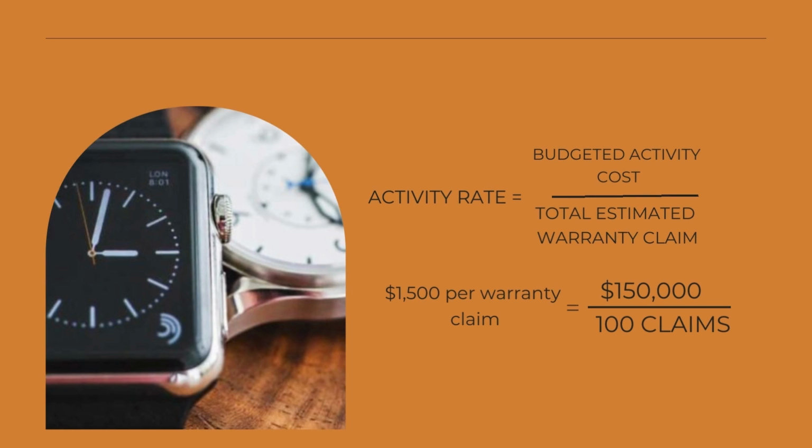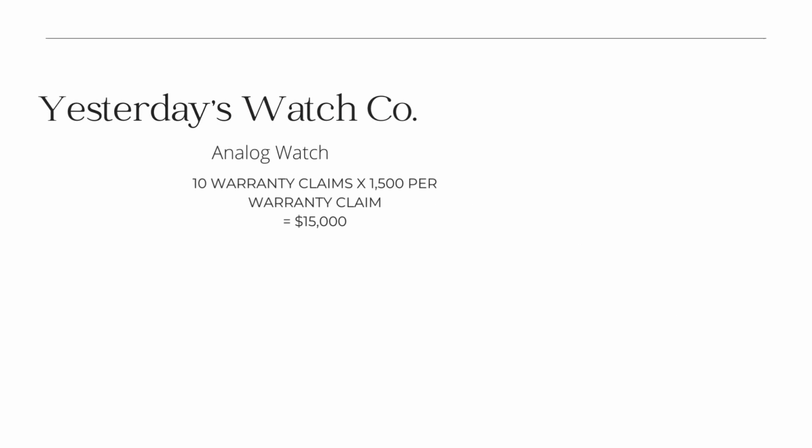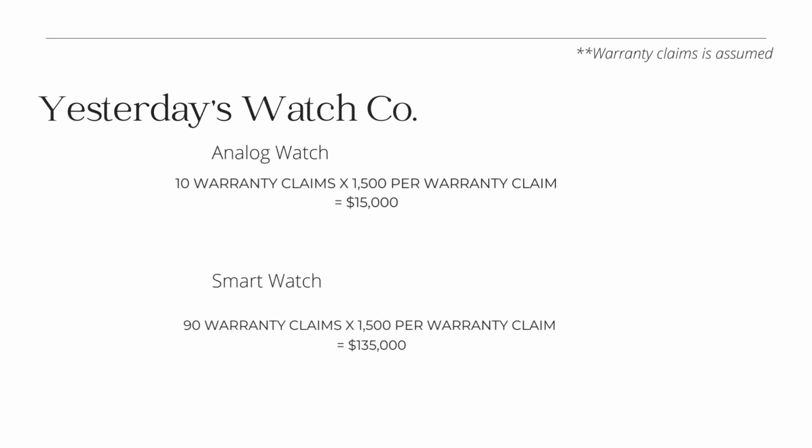To illustrate for Yesterday's Watch Company, the activity rate is equal to budgeted activity cost divided by total estimated warranty claims. $150,000 divided by 100 claims is equal to $1,500 per warranty claim. For Yesterday's Watch Company, the analog watch product has 10 warranty claims times $1,500 per warranty claim, which is equal to $15,000. For the smartwatch product, they have 90 warranty claims times $1,500 per warranty claim, which is equal to $135,000.